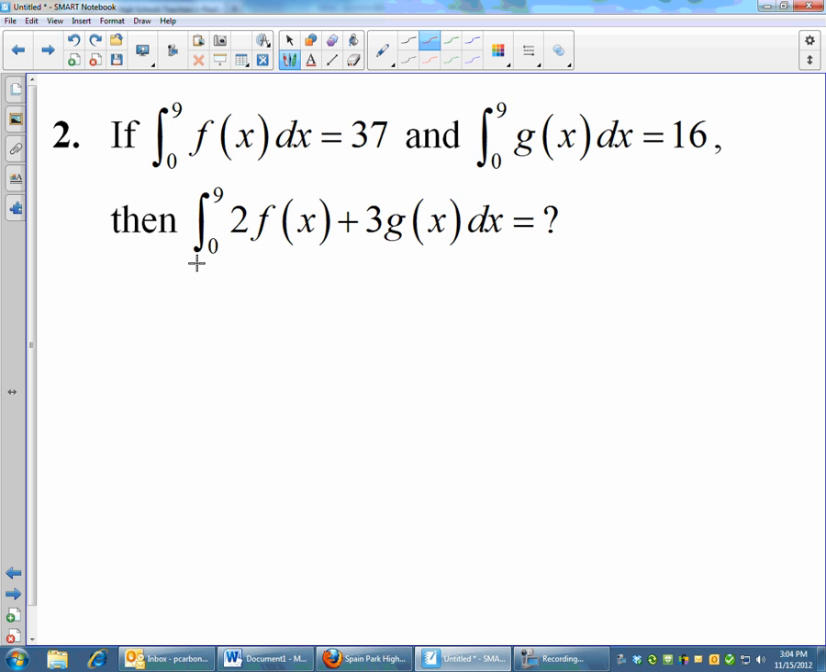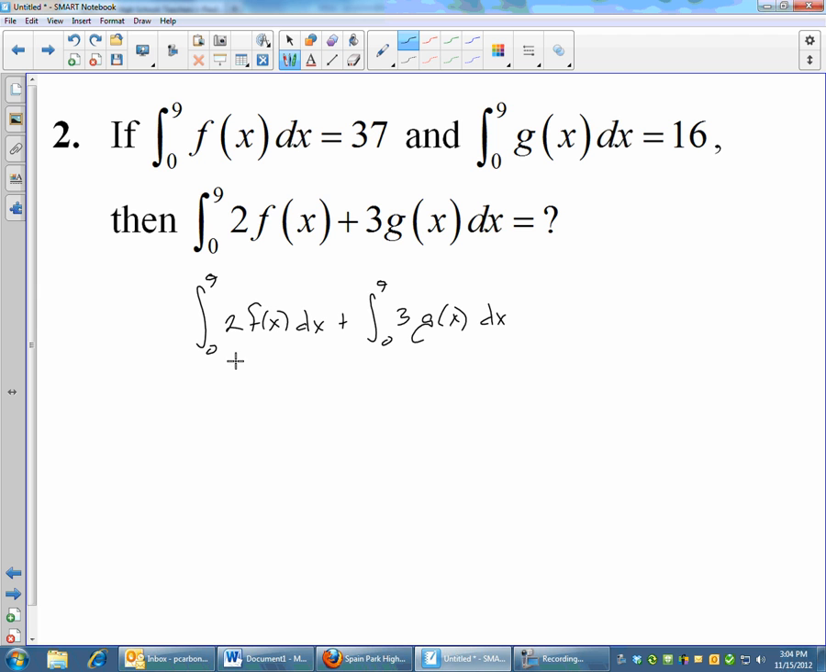Okay, let's try another one. The area from 0 to 9 of a function is 37. 0 to 9 of a different function, g of x, is 16. Then the area of this would be what? And in this problem, we're going to do that little trick where I showed you could split up an antiderivative. So we're going to change this to the area from 0 to 9 under 2 f of x plus area from 0 to 9 under 3 g of x.